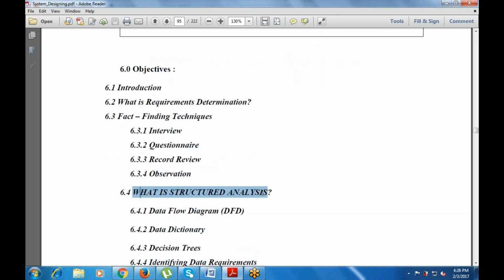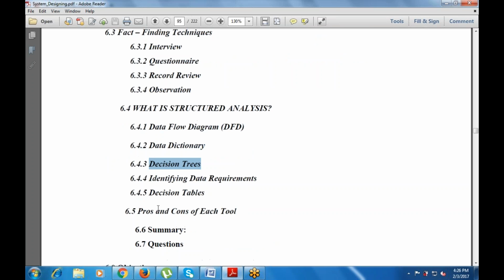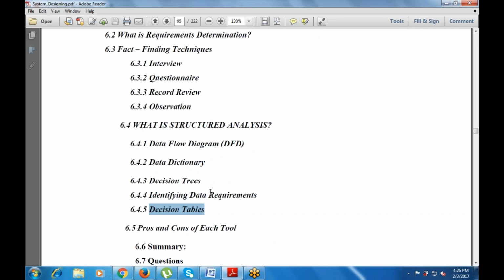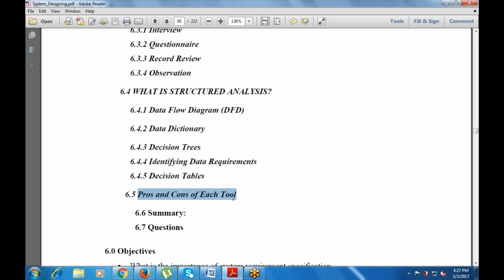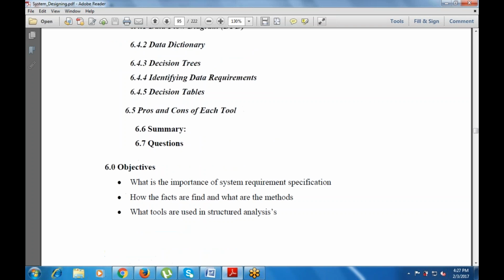Now, what is structured analysis? Then data flow diagram, data dictionary, decision trees, identifying the data requirements, and decision table. What are the various data requirements available? What are the various techniques available, or the various ways by which we can access and use the data? Then pros and cons of each tool, then summary, then questions.